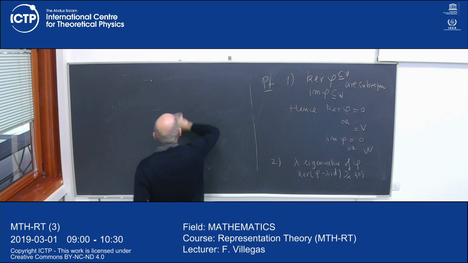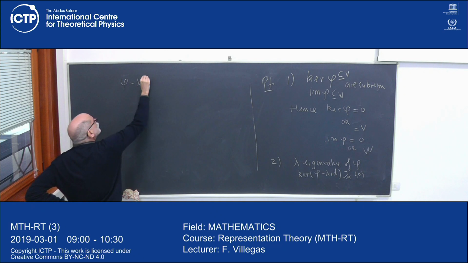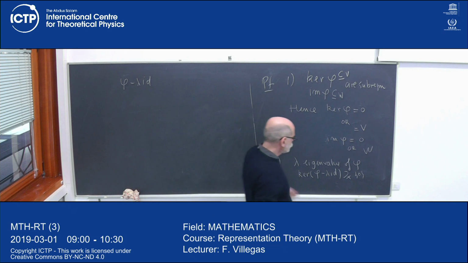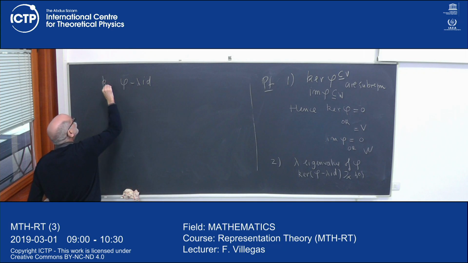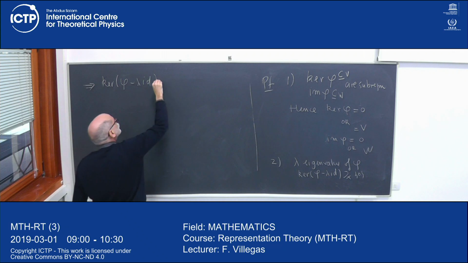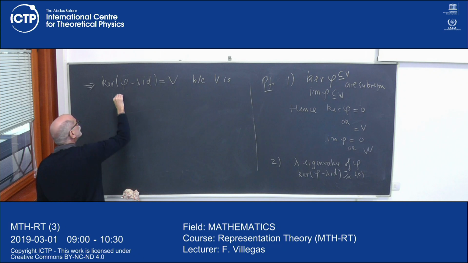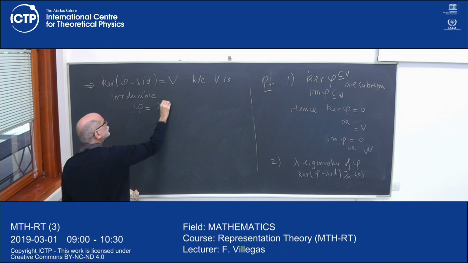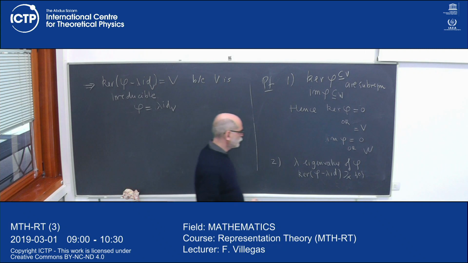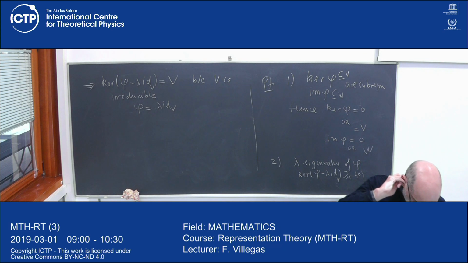And therefore, the kernel of phi minus lambda times the identity is a subrepresentation that is not the zero representation, so it has to be the whole thing. So the kernel of this has to be all of V, because V is irreducible. But this means that phi is equal to lambda times the identity, because phi minus lambda times the identity is a zero map. So phi is just a scalar matrix.